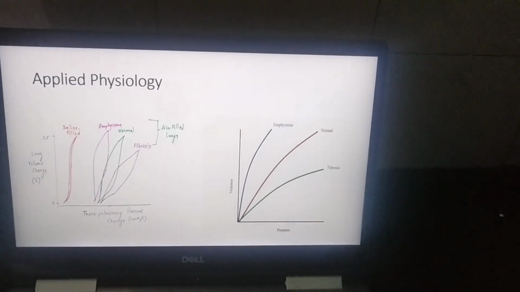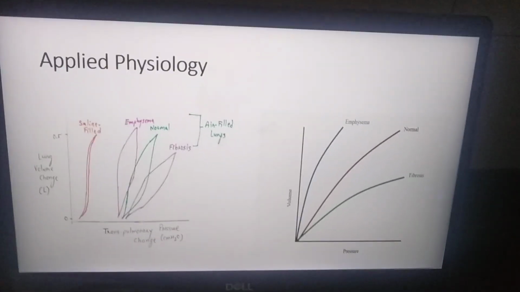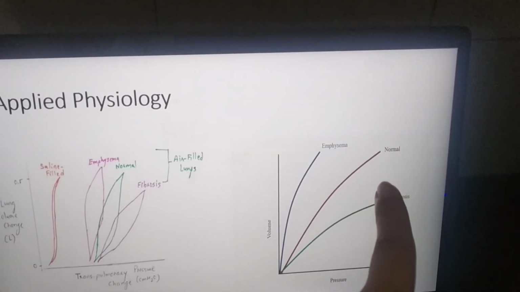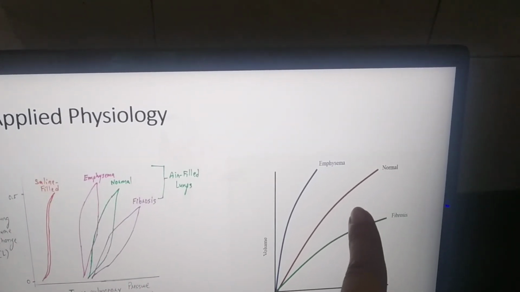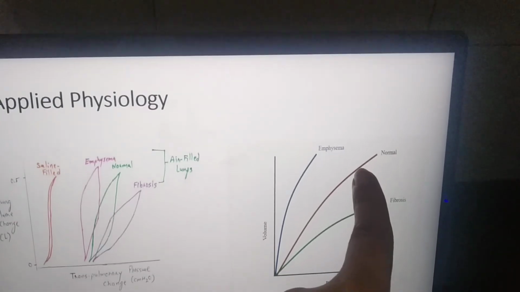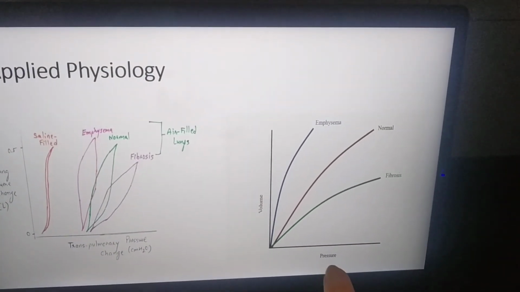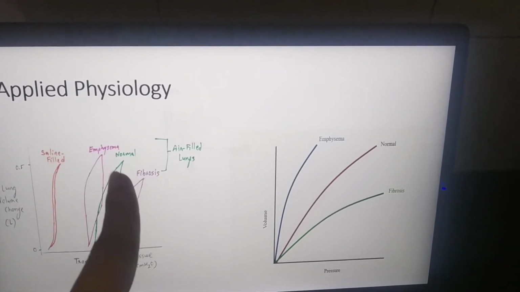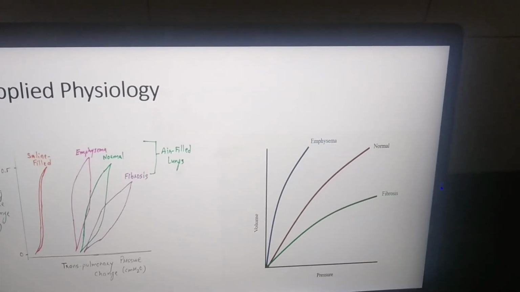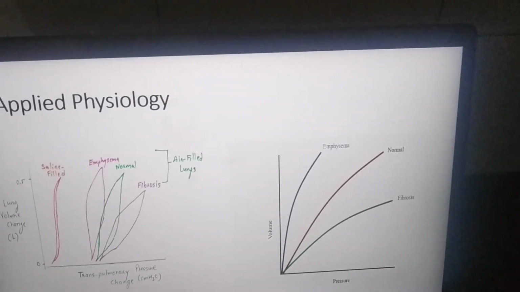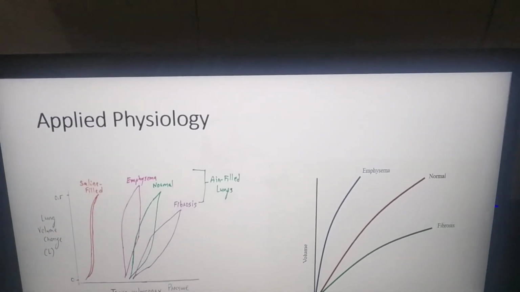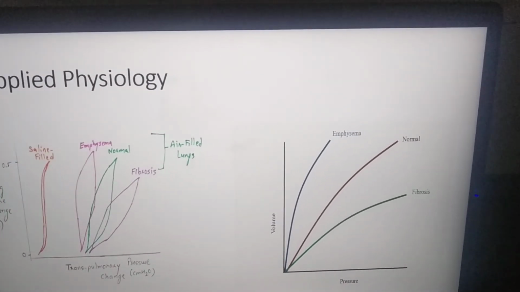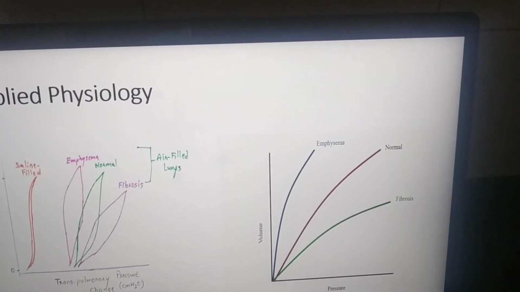Now the last slide, that is about applied physiology. Here you can notice that in a normal human subject, if we record the pressure-volume loop, we will obtain this type of graph. This is the pressure change, this is the volume change. Now what happens in emphysema? If a person has chronic obstructive pulmonary disease, that is emphysema, then what changes will there be in the compliance?